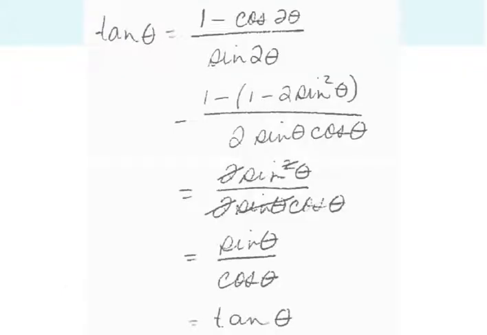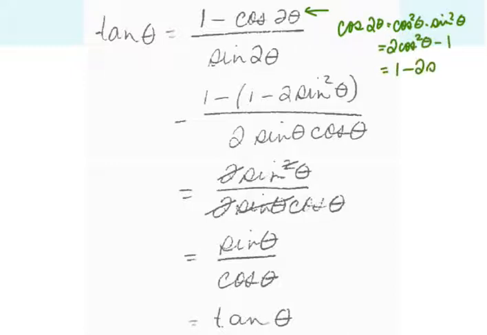Here we go. The hardest part of this proof is knowing which double angle identity to use for cosine, because I have three of them. Cosine of 2 theta is equal to cosine squared theta minus sine squared theta. It's also equal to 2 cosine squared theta minus 1. It's also equal to 1 minus 2 sine squared theta.